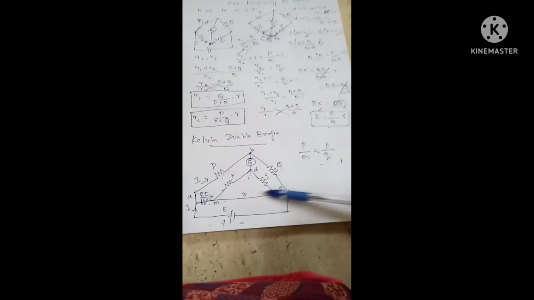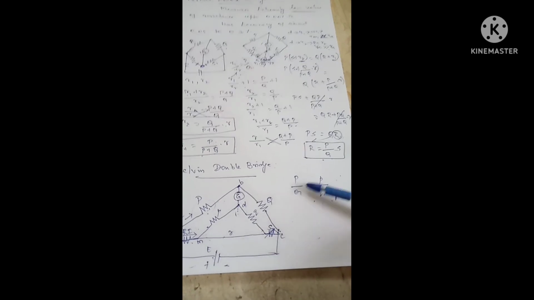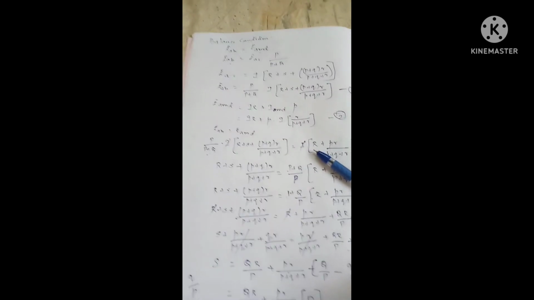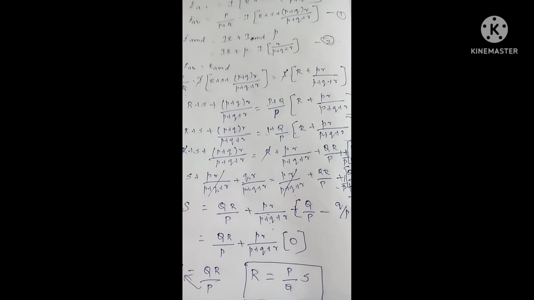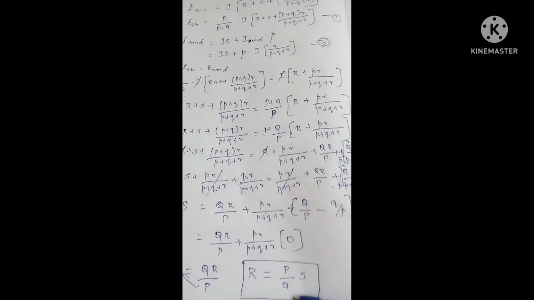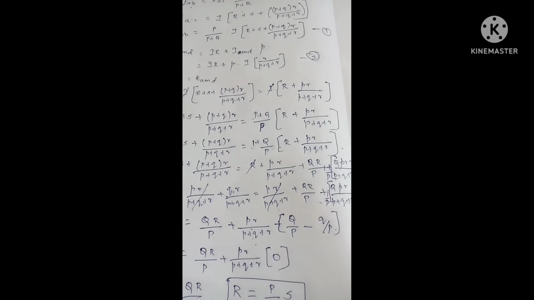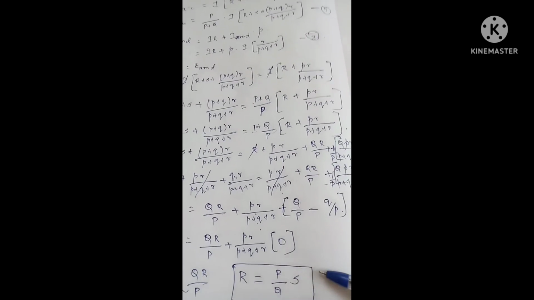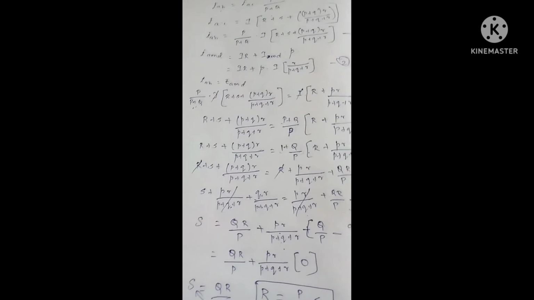So the ratio arms are obtained in such a way that the ratio of the ratio arms are equal. So by means of which we have derived this equation, R is equal to P by Q into S. So where R is the unknown resistance, P and Q are the two known ratio values, and S is the standard variable resistance value. So R is expressed in terms of standard resistance value. So this is about the Kelvin double bridge method.